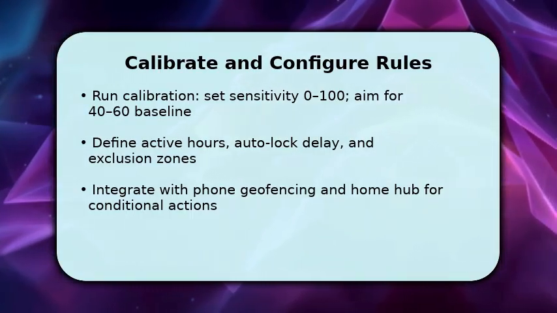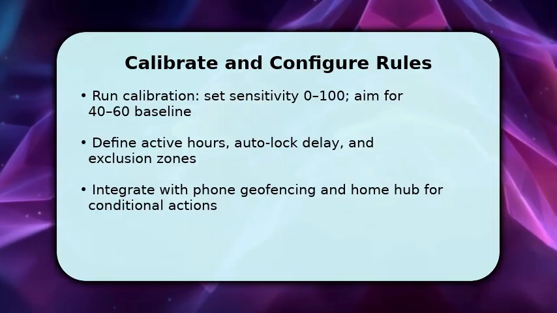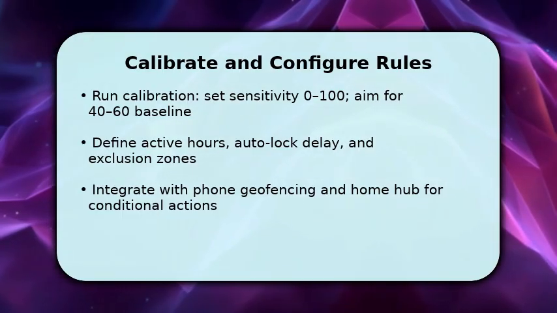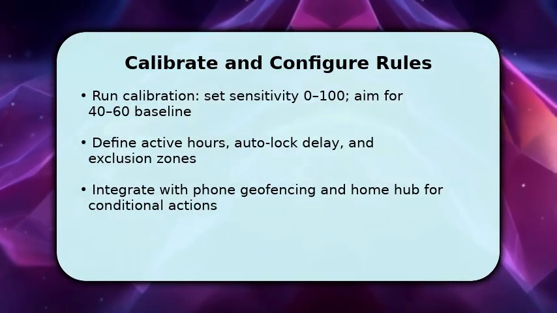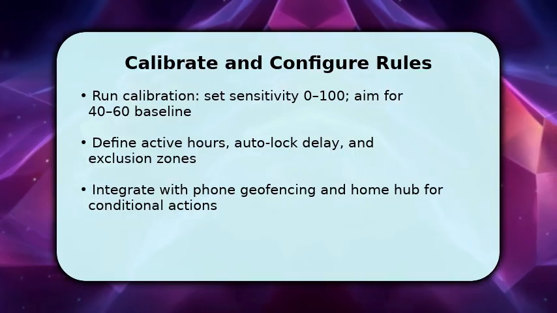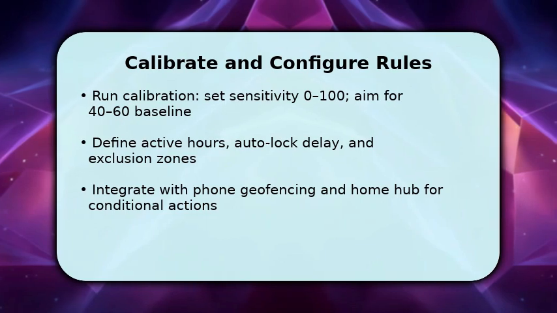Connect the feature with your phone's geofence and any home hub so actions are conditional. For example, don't unlock unless your phone is present. Test several approaches and refine settings until detection matches real-world behavior.